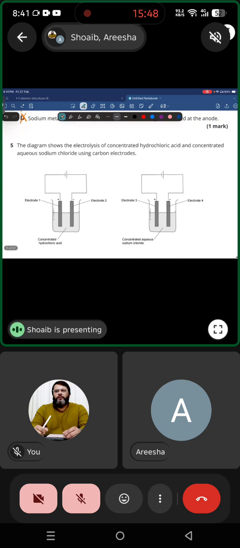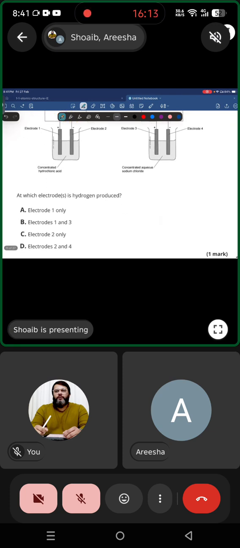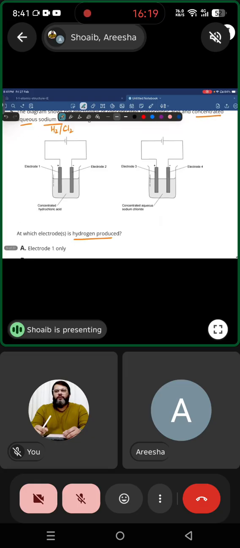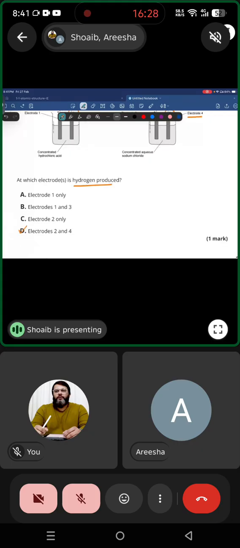Now the next thing. The diagram shows the electrolysis of concentrated hydrochloric acid. We have concentrated hydrochloric acid here, and concentrated sodium chloride. So the concentrated hydrochloric acid will give you hydrogen gas and chlorine gas. Concentrated aqueous sodium chloride again gives you hydrogen gas and chlorine gas. At which electrode is hydrogen produced? So the hydrogen is always produced at the cathode terminals. These are the two cathode terminals, 2 and 4. So the correct answer is 2 and 4.